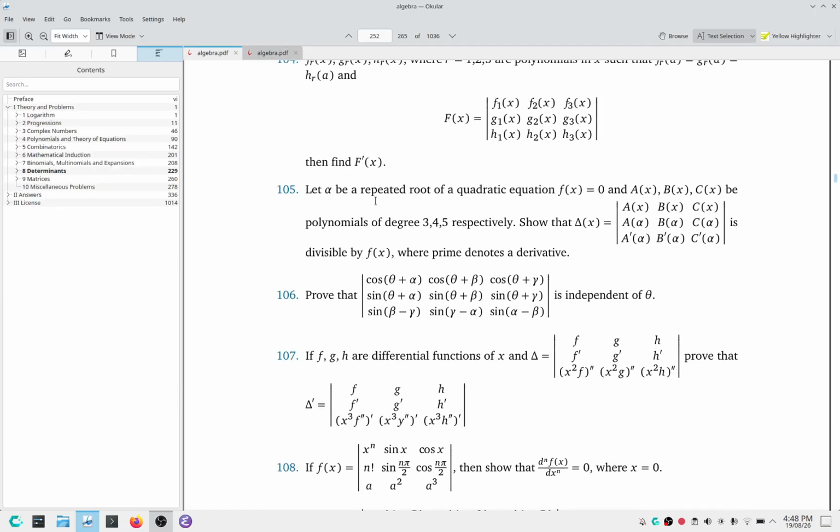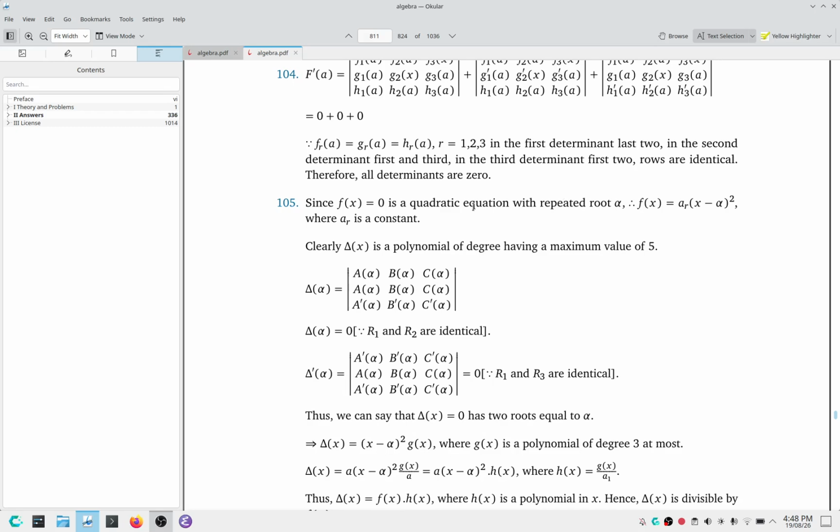Okay, now we solve question number 105. Let alpha be a repeated root of the quadratic equation f of x is equal to 0, and a of x, b of x, c of x be polynomials of degree 3, 4, 5, so that delta x is equal to the determinant with rows a of x, b of x, c of x; a alpha, b alpha, c alpha; a prime alpha, b prime alpha, c prime alpha, is divisible by f of x, where prime denotes a derivative.